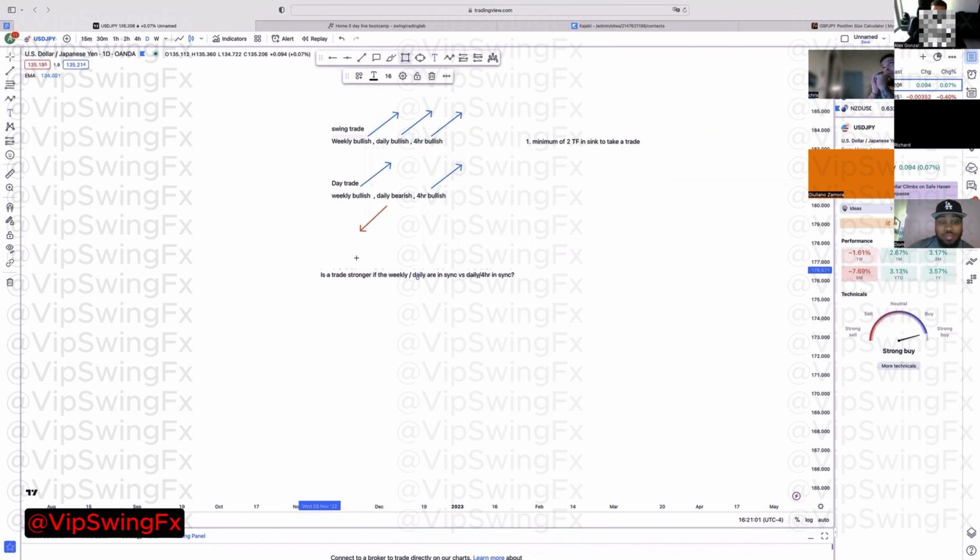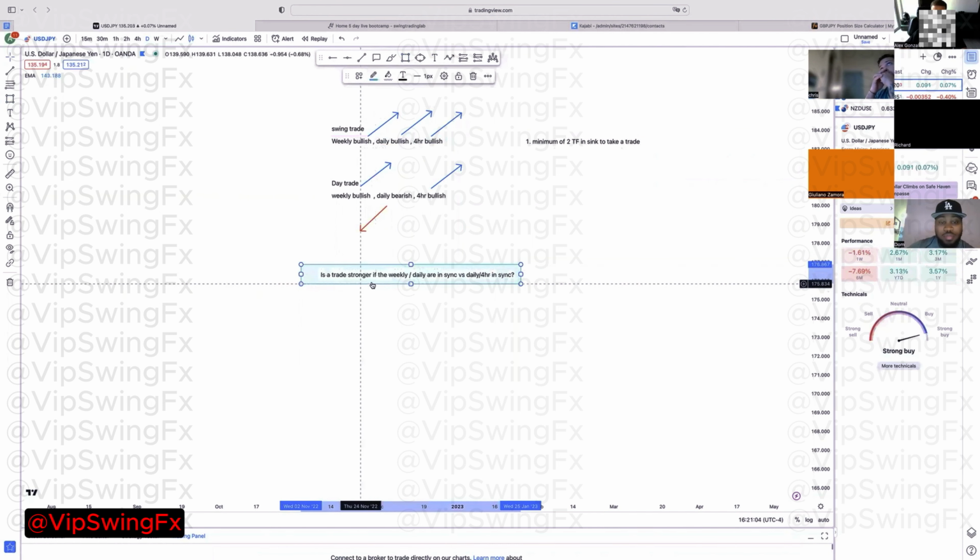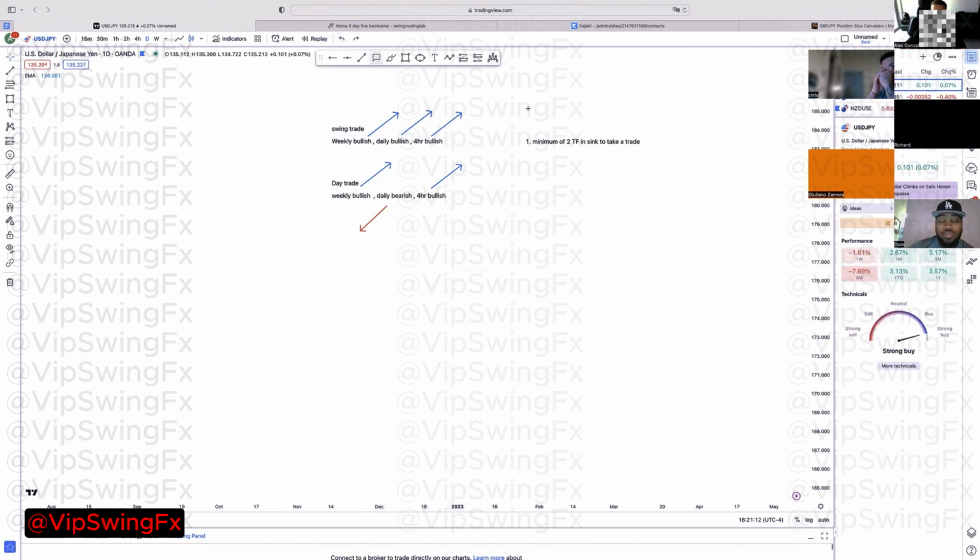So I just got asked this question: is the trade stronger if the weekly and the daily are in sync versus daily and 4-hour? Obviously, the higher time frames are stronger than the lower time frame. So that's where the grading part comes in, and that's something we'll touch upon later. But right now, I just want you guys to understand.